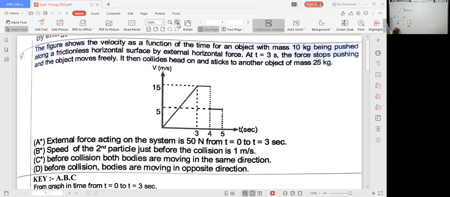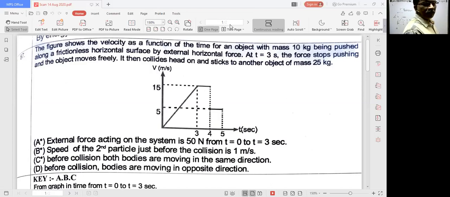So in this first option, we have to find the external force acting on the system between t equal to 0 to t equal to 3 seconds. Speed of the second particle just before the collision is how much? Before collision, both bodies are moving in the same direction, that is given. So we have to verify one by one. Before collision, bodies are moving in opposite direction. So which one is correct? Here it is a multi-option question, so we have to do one by one.